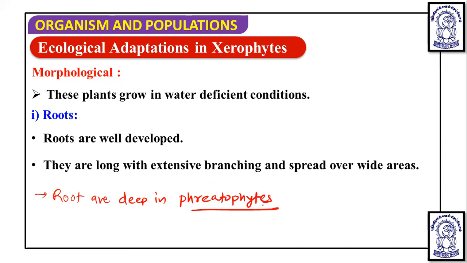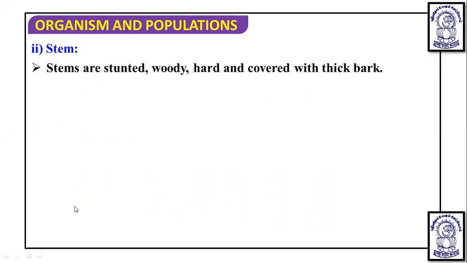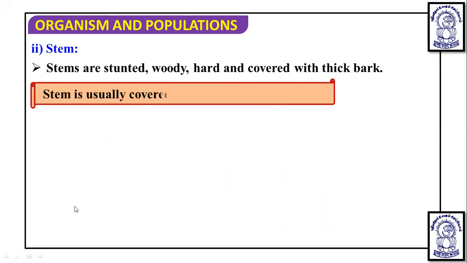So phreatophytes are the deep-rooted plants, and deep-rooted plants have a deep root when they are xerophytes. Now, after the root, if we talk about the stem, it is stunted, woody, hard, and covered with thick bark. Why thick bark? Because water loss occurs, and particularly they have water scarcity. Because of this, they have thick woody structures compared to the flexible structure in the hydrophytes. Stem is usually covered by hairs and waxy coating, okay, to prevent the loss of water.